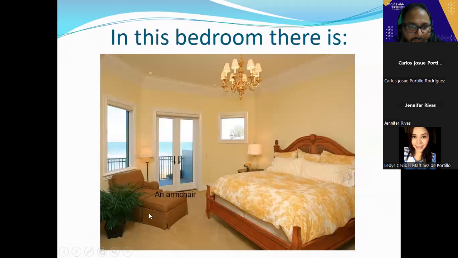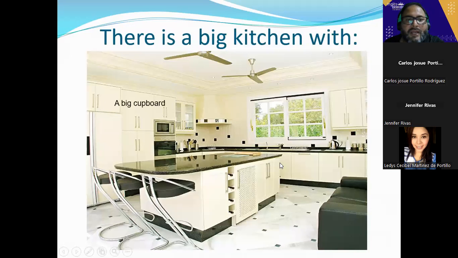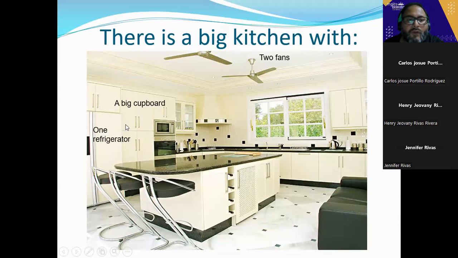Now, over here, we have an armchair. There is. There is. Very good. We also have a plant. There is. We also have one bed. There is. We also have two lamps. There are, right? Now here we have a cupboard, a big cupboard. There is a big cupboard. Then we also have one refrigerator.